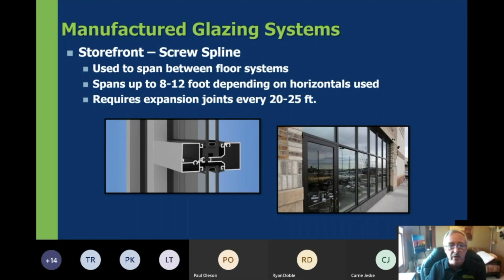It's used to span between floor systems and spans up to 8 to 12 foot, so floor to floor. And it depends a lot on whether horizontals are used in the system design, whether or not it can span 12 foot. And it requires expansion joints every 20 to 25 foot in general, horizontally.